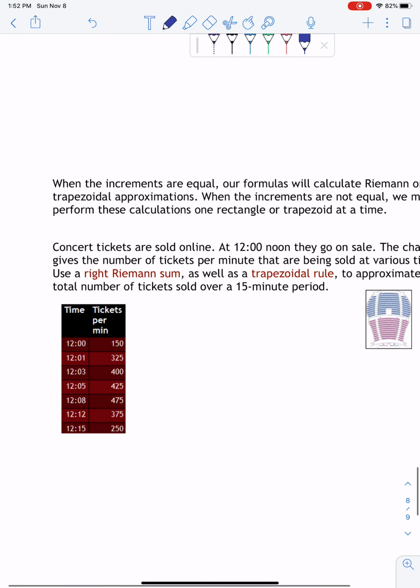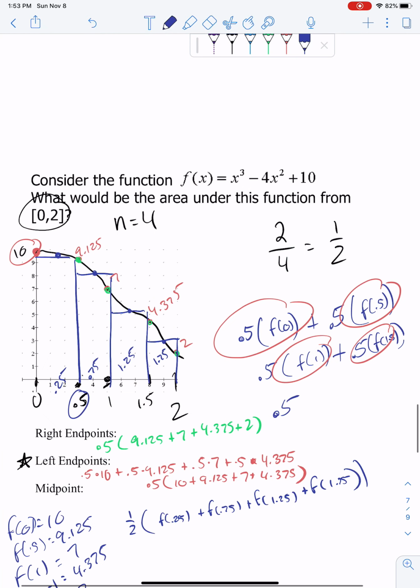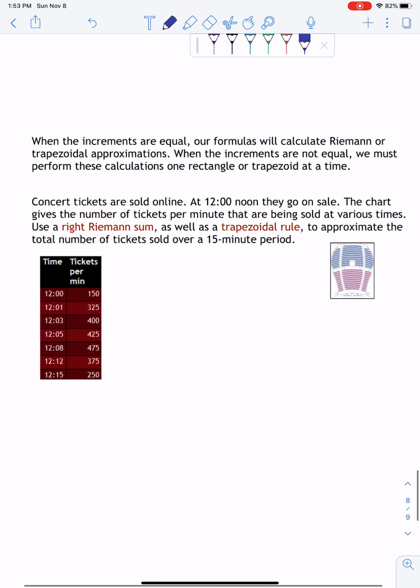All right. So what happens when our intervals are not all the same size? Up to this point, we've made this distance right here the same. We've made the width of our rectangles exactly the same. But sometimes, especially in story problems, those intervals, those increments, they're not always equal.